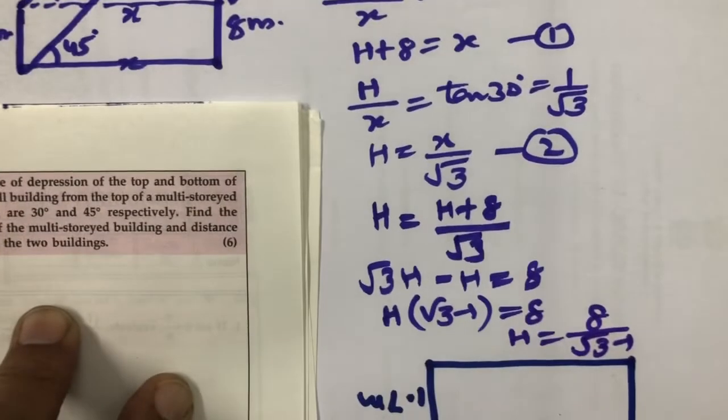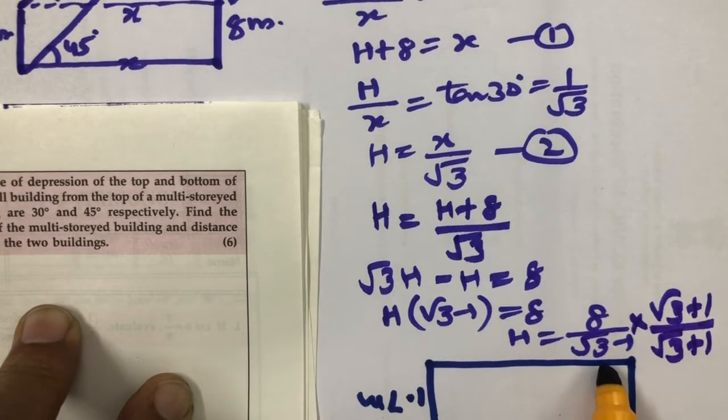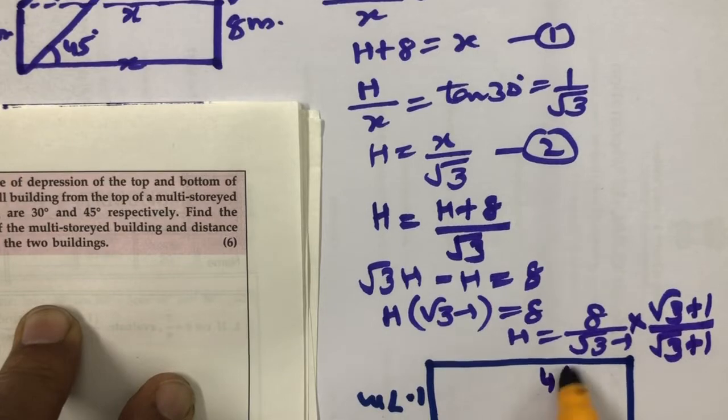The important point is, don't leave your answer with an irrational number in the denominator. You have to rationalize, as you know from class 9th. This becomes root 3 minus 1 times root 3 plus 1, that is a squared minus b squared. 3 minus 1 is 2, so it becomes 4. So the final answer is 4 times root 3 plus 1 meters.